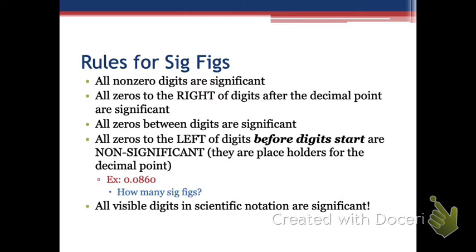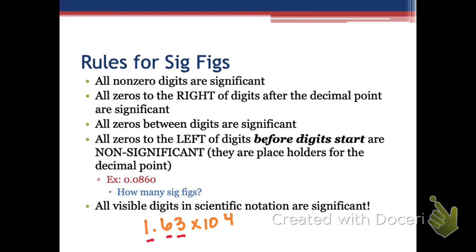All right, last one here. All visible digits in scientific notation are significant. I think I changed the wording after I printed yours out, but it's all visible digits in scientific notation. What I mean by that is I don't care about the number after it's expanded, okay? 1.63 times 10 to the fourth. I don't care what it looks like when it becomes 16,300. What I care about is the numbers that I can see in scientific notation. 1, 2, 3 sig figs.